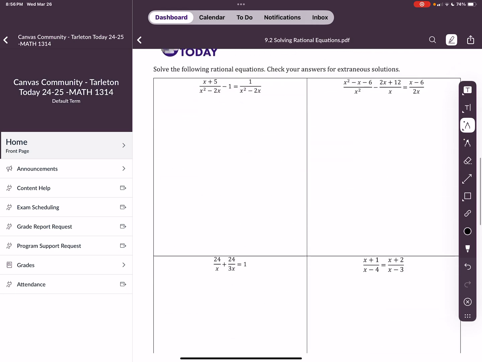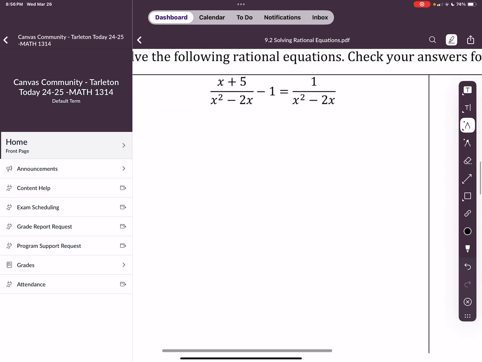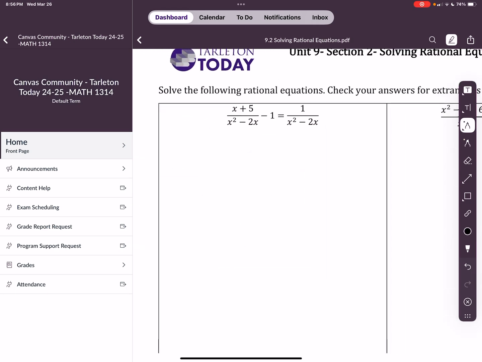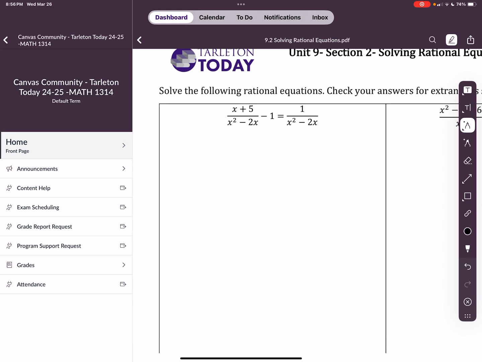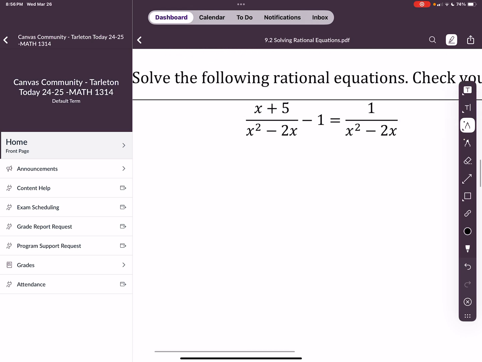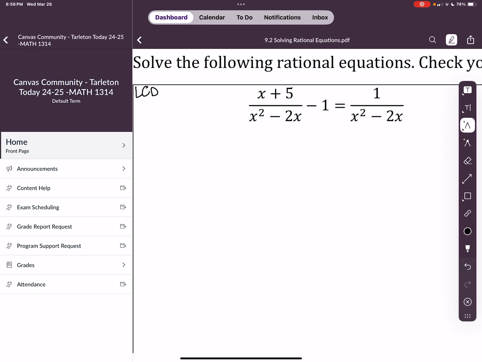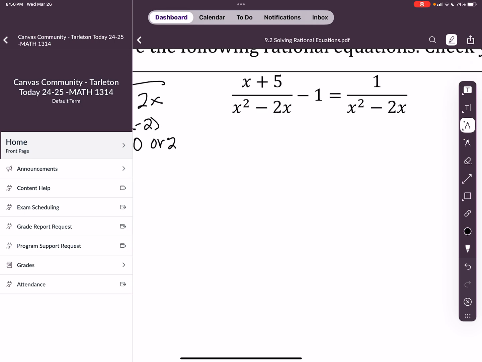Okay? All right, so we have x plus 5 over 2, x squared minus 2x minus 1 equals 1 over x squared minus 2x. So our LCD is going to be x squared minus 2x, okay? Now, in order to find what our domain restriction would be, we would need to factor this. So that really is just going to be x times x minus 2, which means that x cannot equal 0 or 2. Okay, we cannot have 0 or 2 be our x value on this one, okay?